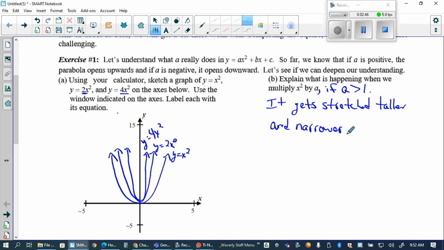And if that's all we're doing to it, does the vertex location change? The vertex stays where? At the origin, 0, 0, right? At the origin. Okay. So unless we do other stuff to it, the vertex isn't going to move. It gets stretched, all right?